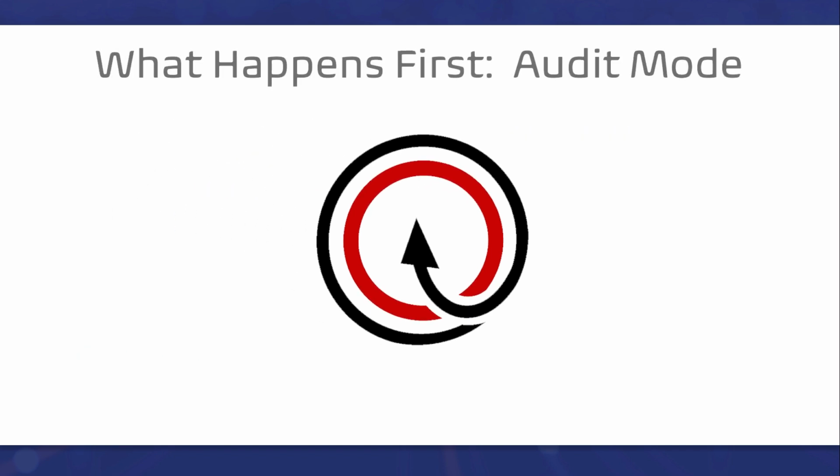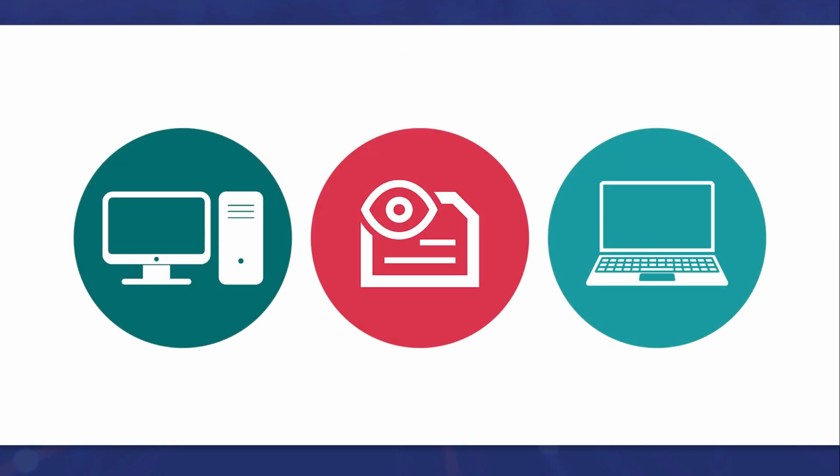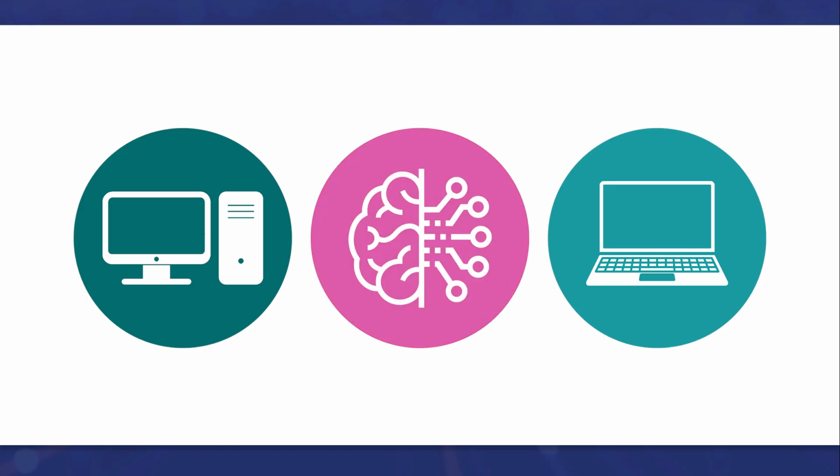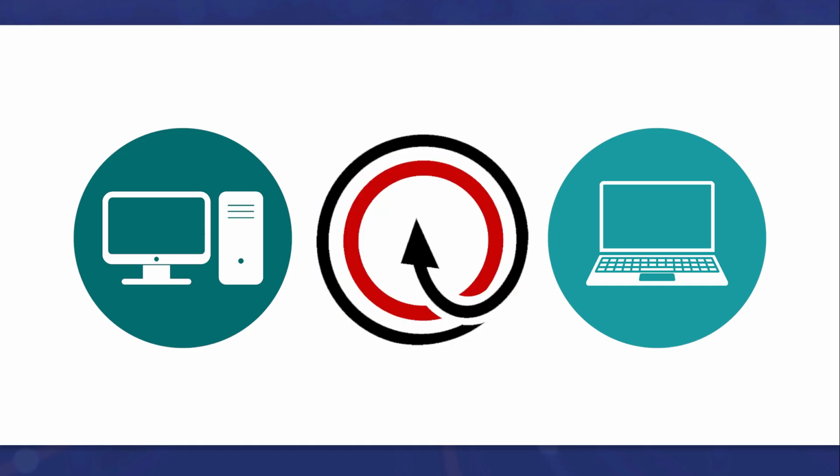What happens first? Audit mode. To start, Autoelevate will run in audit mode for about 1 to 2 weeks. During this time, it's learning which applications are commonly used and what elevation requests are happening on each device. You shouldn't notice much during the audit period. After that learning period, Autoelevate will move into live mode.